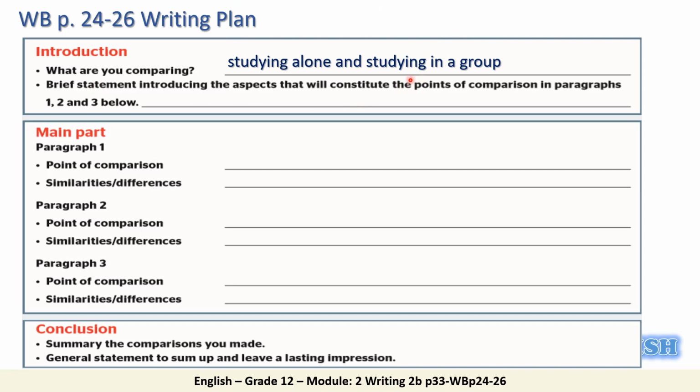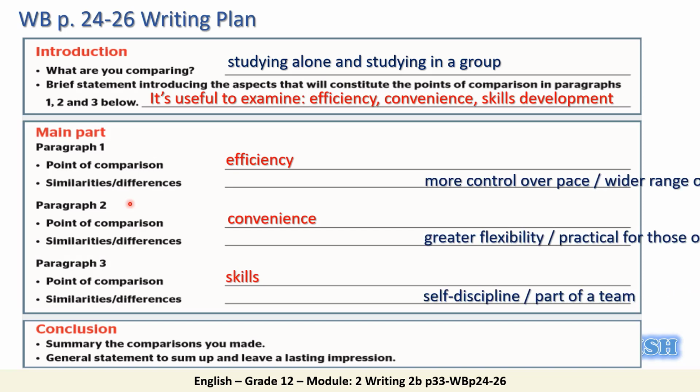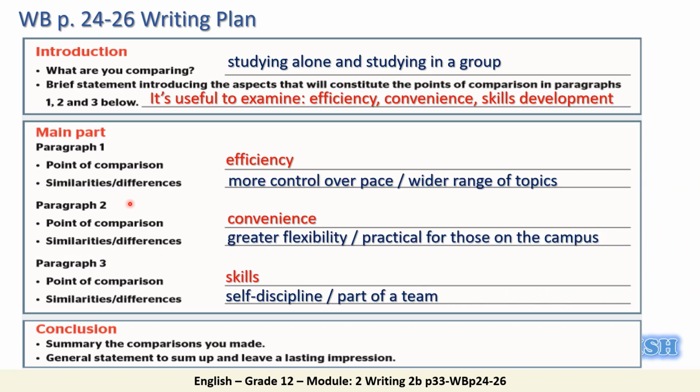And then we are going to write the main aspects of comparing and contrasting, which are efficiency, convenience, and skills development. And then I'm going to write them again in front of each heading right here, point of comparison, right? And then I write short notes concerning points of similarities and differences like this, okay?